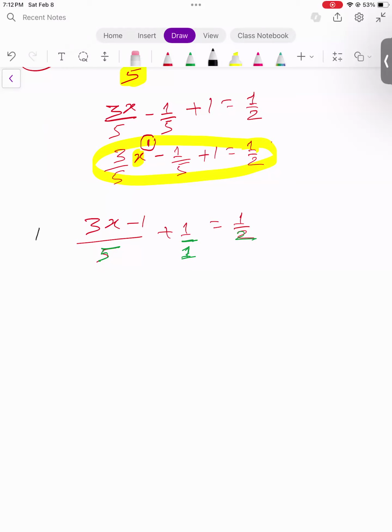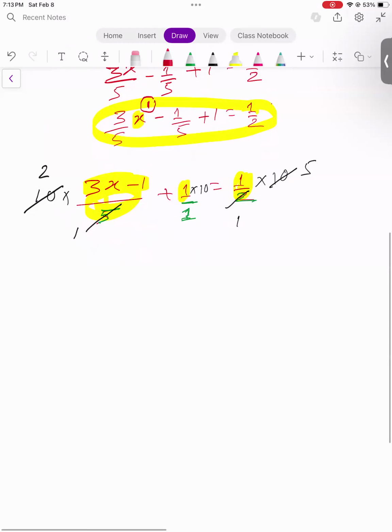You are multiplying every term by 10. So you are multiplying this expression by 10, this expression by 10, and this expression by 10. Now let's simplify this. 5 times 1 is 5, 5 times 2 is 10, 2 times 1 is 1, 2 times 5 is 10. Let me rewrite this. So this is 2, times 3x minus 1, positive 1 times 10 is 10, equals 1 times 5 is 5.